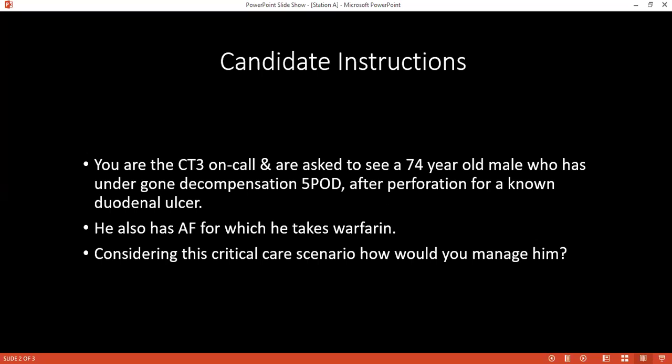Keeping this in your mind, how would you manage the patient? We have to look for those vitals: blood pressure, pulse, and respiratory rate, and then white cell count, temperature, and urine output as well.